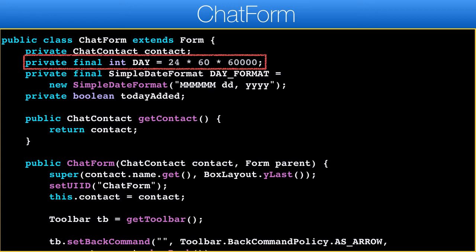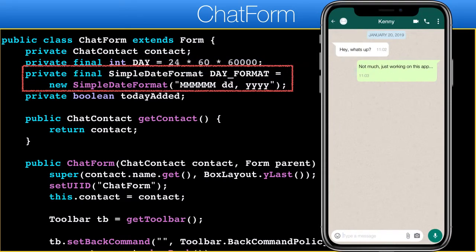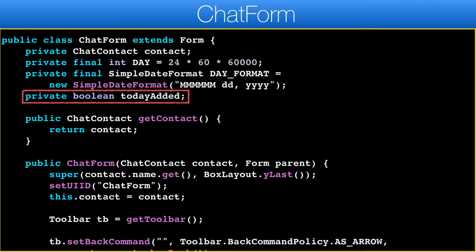This is a common constant I use a lot to represent a single day in milliseconds. It's convenient. It probably should have been static as well. This is the date format used to represent the day label here. This indicates whether the blue label that says today was added. If not, when we type in the first message we need to add a label indicating that this message was sent today.